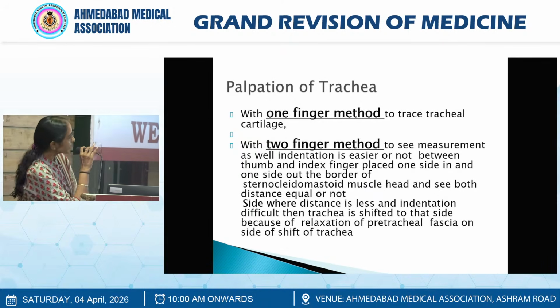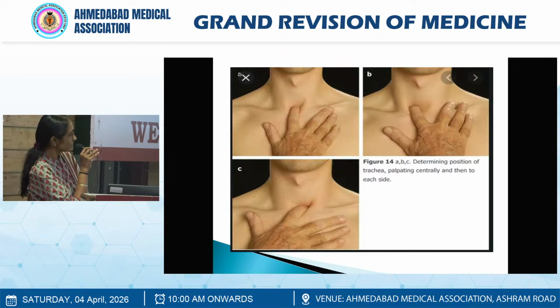So the two finger method is used to see the measurement as well as the indentation, which is easier between the thumb and this side, where the distance is less and indentation is difficult. The trachea is shifted to that side because of the relaxation of the pretracheal fascia. This is the method: one finger and two finger method, and the third is feeling for the indentation.